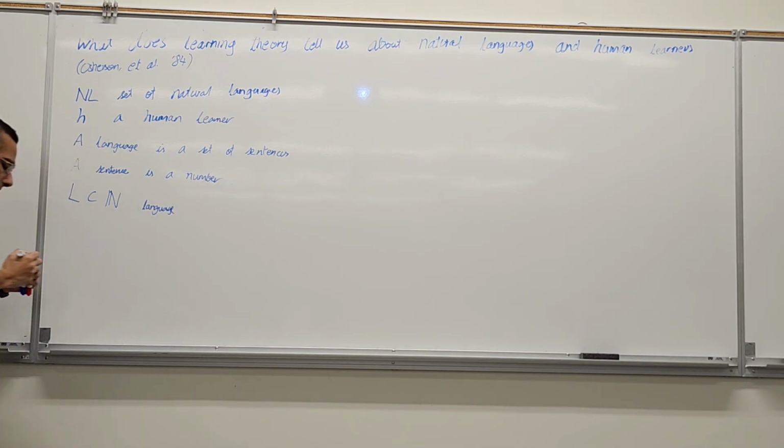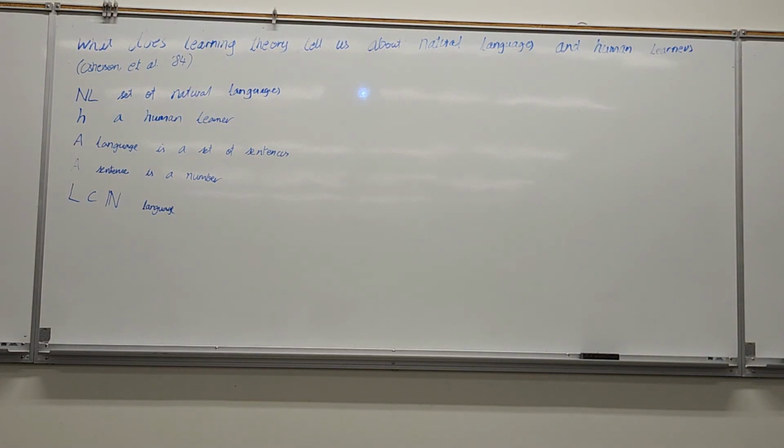Okay. And the language can be finite or infinite, and in fact, all the interesting languages are going to be infinite. But it cannot be uncountably infinite, because a language is a set of sentences, and there are only countably many sentences. So, for example, languages cannot consist of infinitely long sentences, because there are uncountably many such.